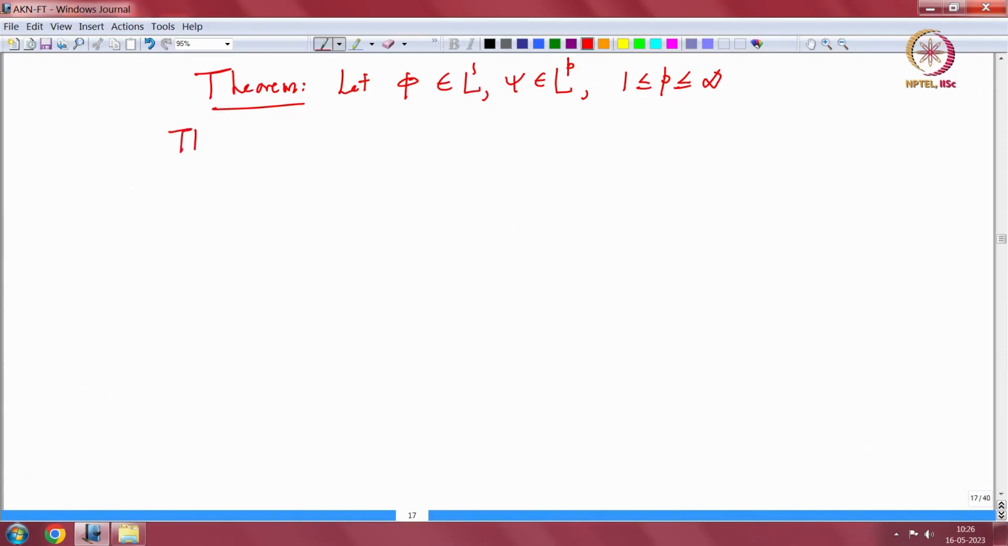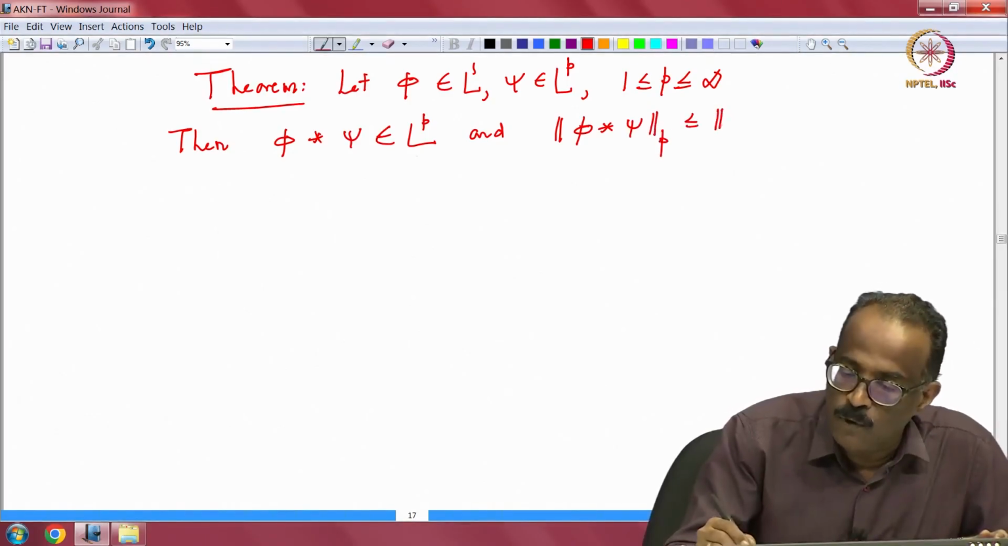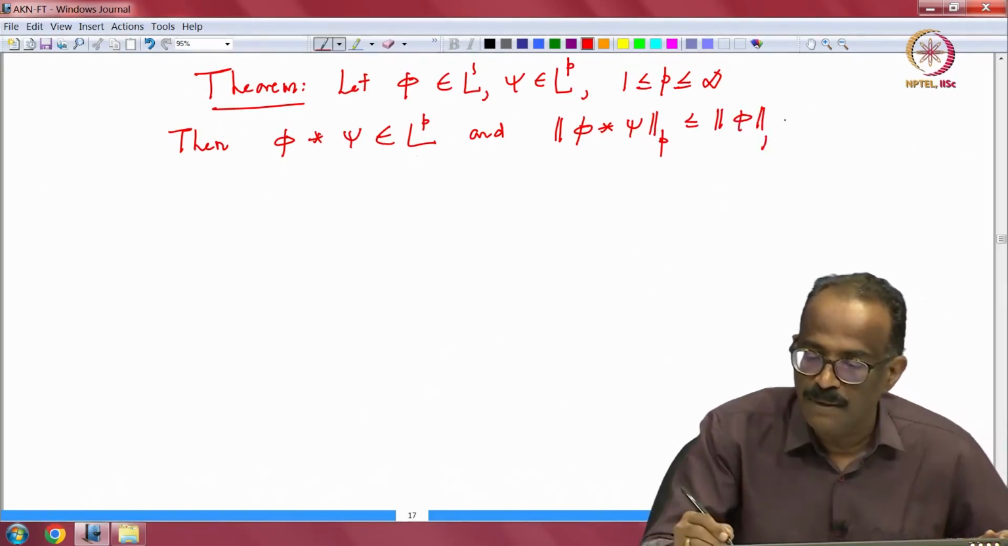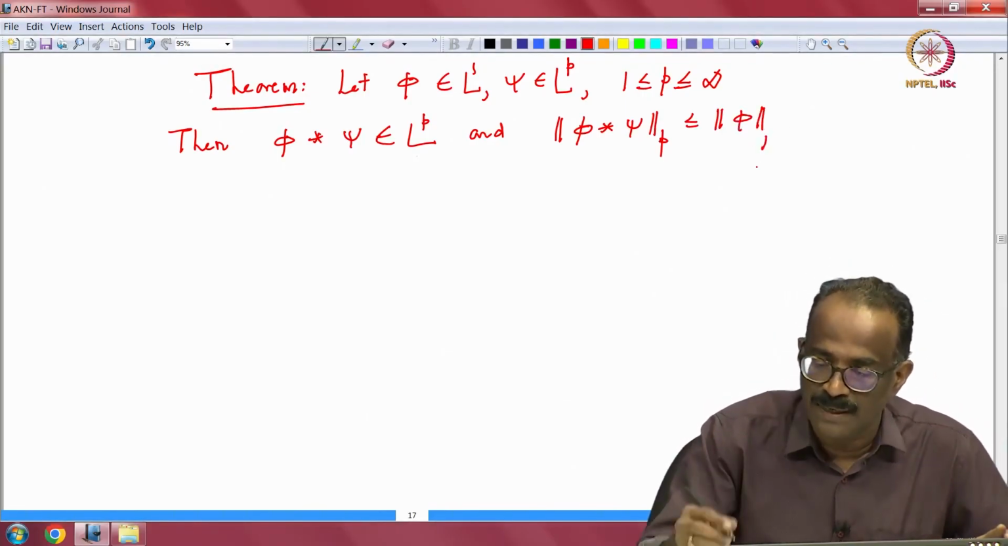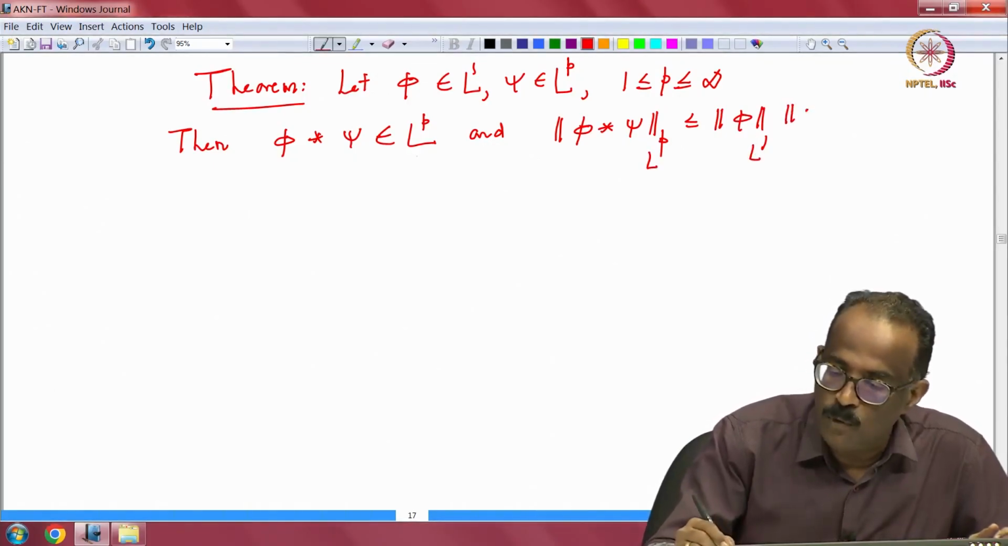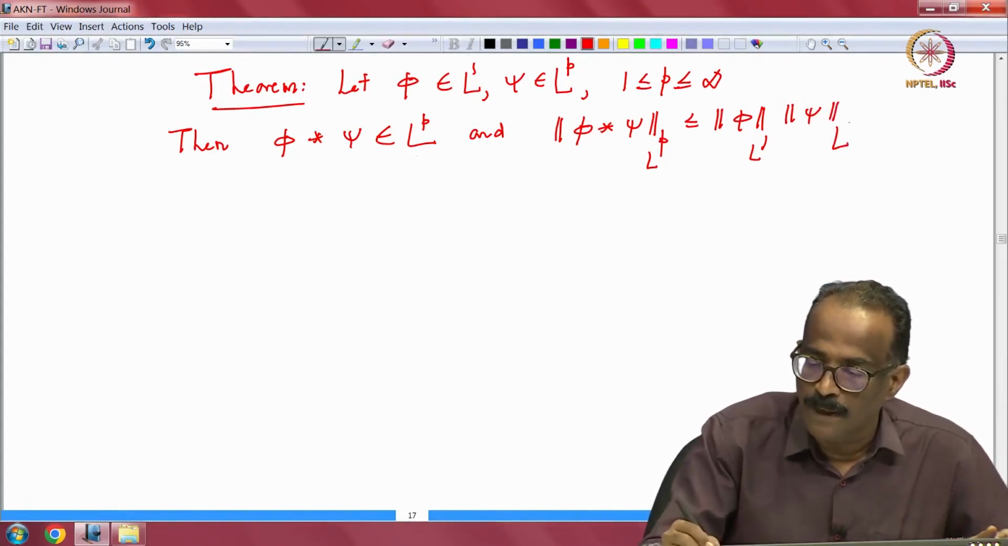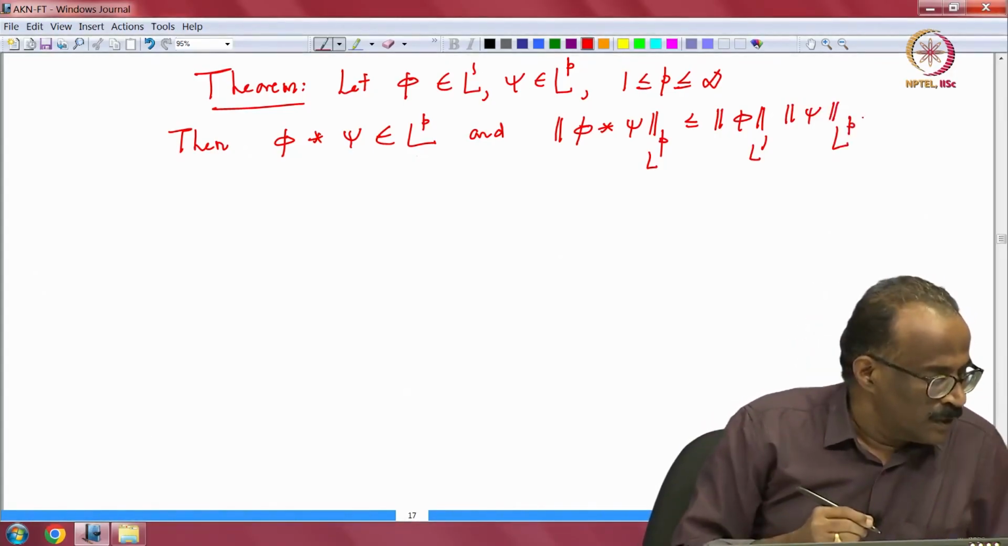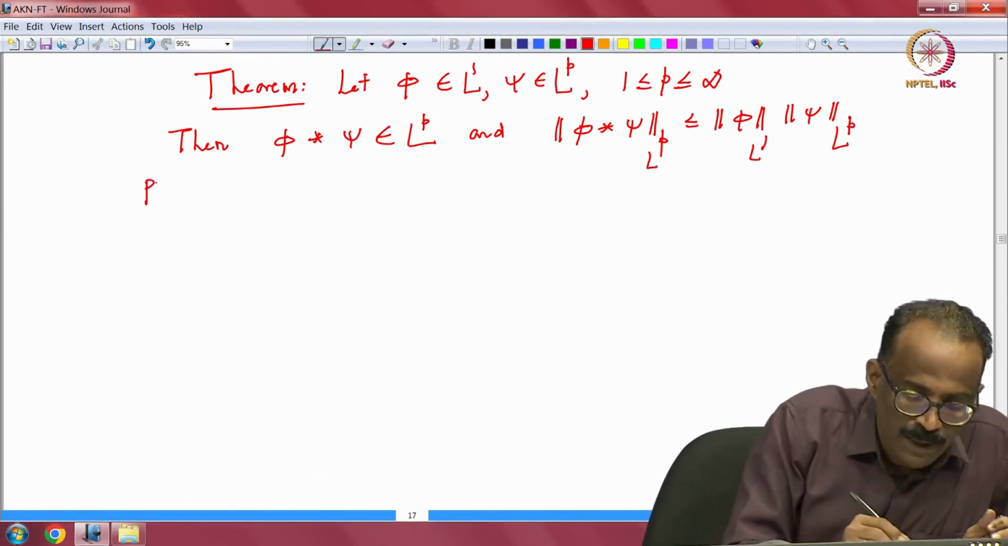Then phi star psi is in Lp, and you have the estimate: the norm of phi star psi in Lp is less than or equal to the norm of phi in L1, so do not confuse with C1, into the norm of psi in Lp. Okay. So, how do you do that? Let me give you a quick proof of that.